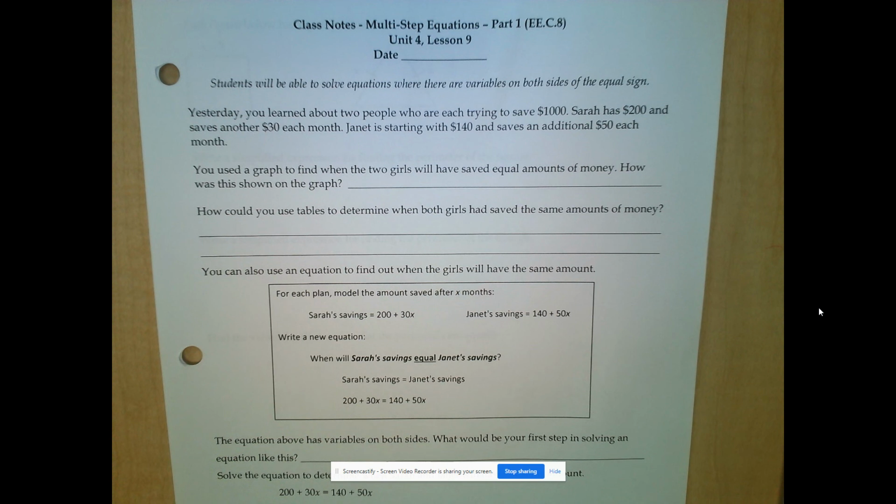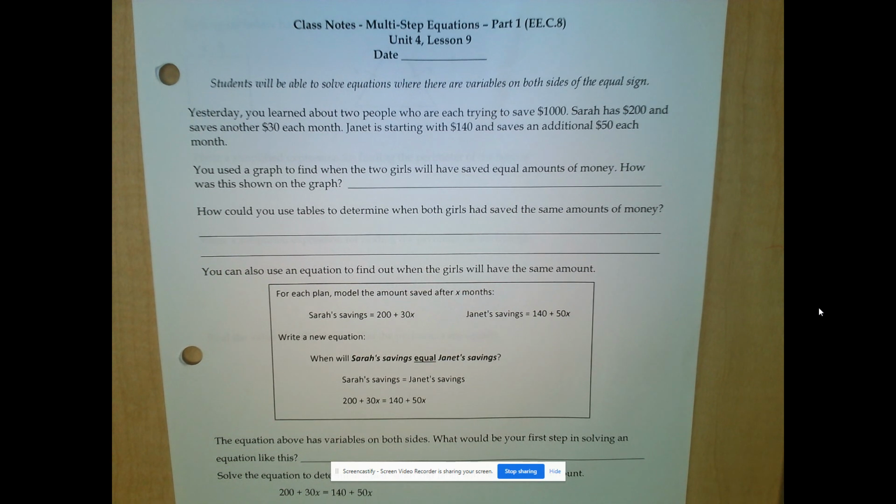So students will be able to solve equations where there are variables on both sides of the equal sign. Here we go. Yesterday, you learned about two people who were each trying to save $1,000. Sarah had 200 and saves another 30 each month. Janet is starting with 140 and saves an additional 50 each month. You used a graph to find where the two girls will have saved equal amounts of money.